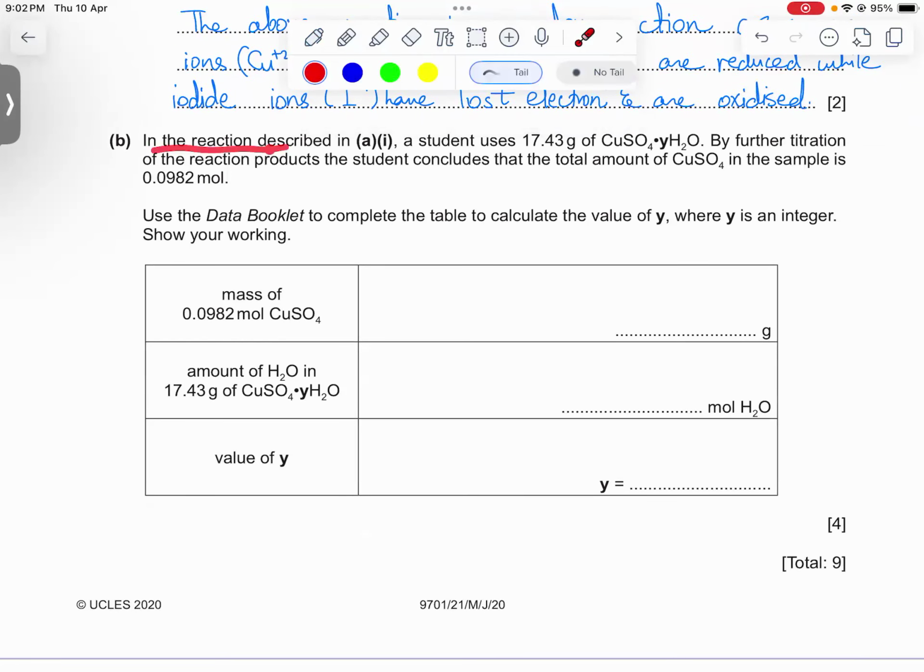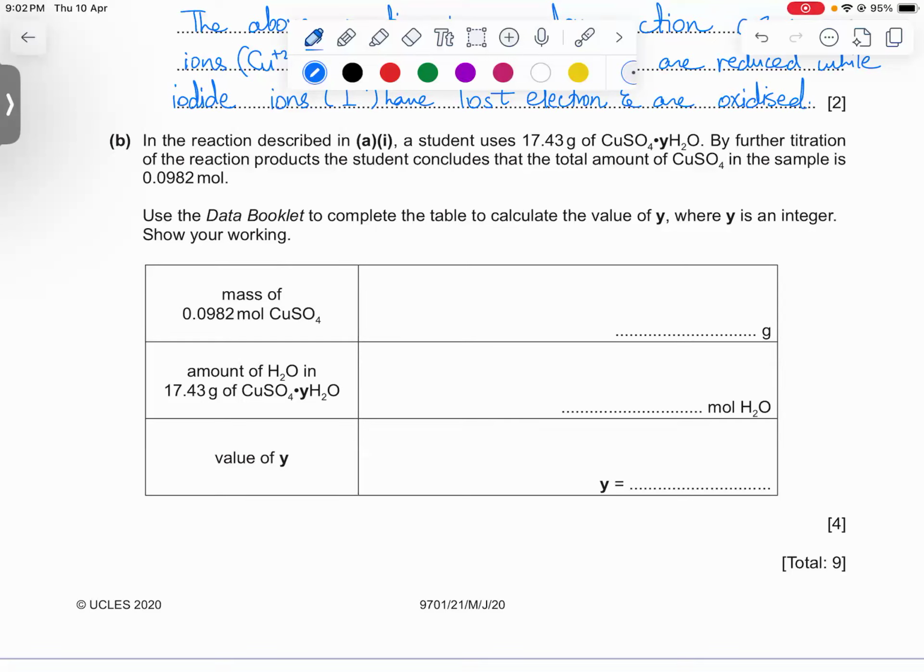In the reaction described in A part 1, a student uses 17.43 grams of CuSO4.YH2O. By further titration of the reaction products, the student concludes that the total amount of CuSO4 in the sample is 0.0982 moles. Use the data booklet to complete the table to calculate the value of Y, where Y is an integer. Show your working. Mass of 0.0982 mole of CuSO4.